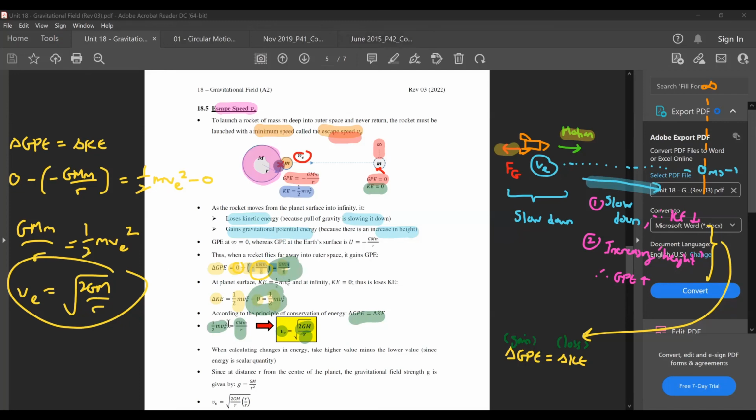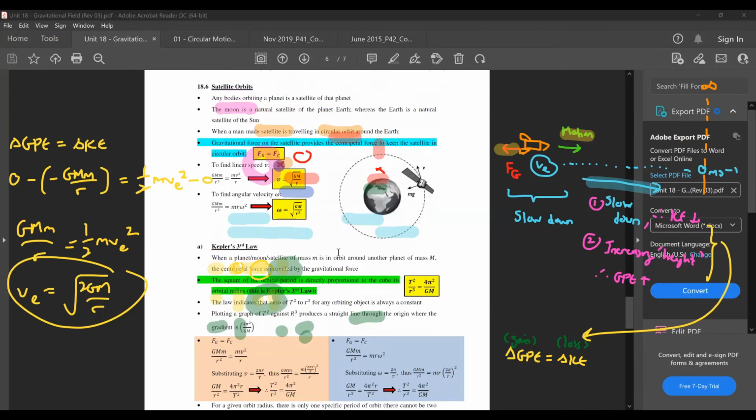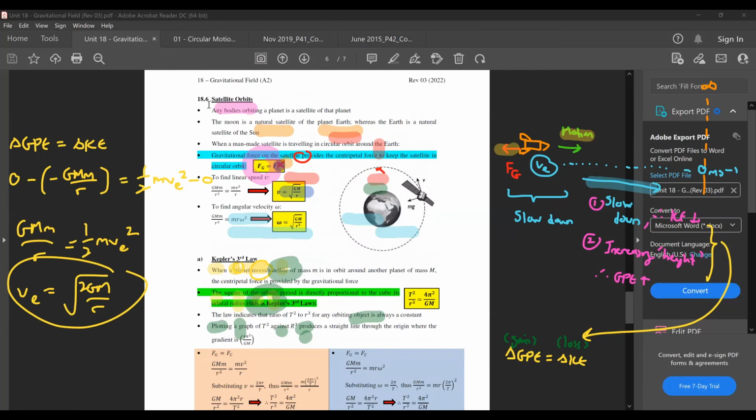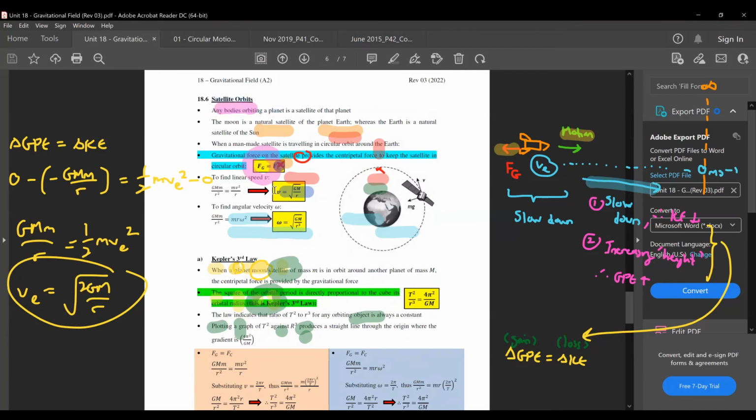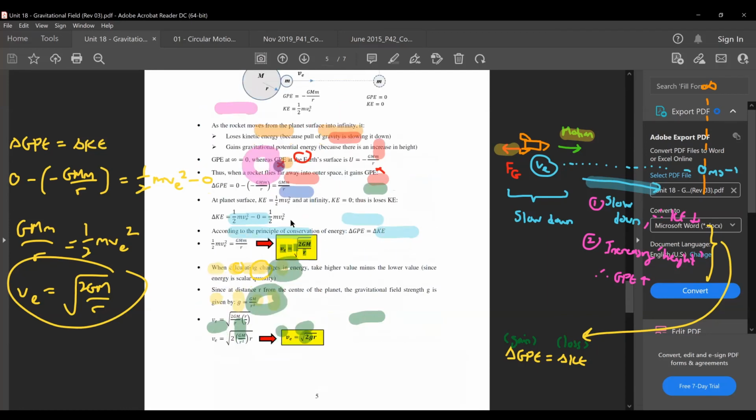Now, your escape speed has a very similar form to something else that you just learned in this chapter. If you look at the next page, under the satellite orbits case, you notice that you also have another equation which also relates to speed, where V is the square root of GM over R. The one you're seeing here is the square root of 2GM over R. The form seems to be similar; the only difference is that there's a 2. But those two are talking about two different things entirely.